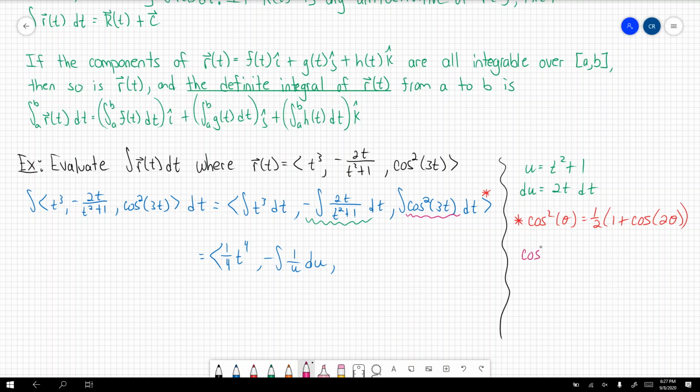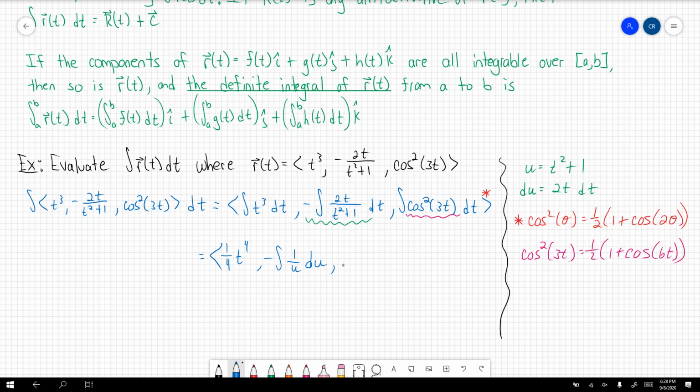For our problem, we don't have cosine squared of theta. We have cosine squared of 3t. So making those appropriate substitutions here, I'm going to get 1 plus cosine of 2 times my angle measurement, but my angle measurement is 3t. So in this case, 2 times 3t should get me 6t. There we are. Looking pretty good so far. Now this is the integrand that I want to integrate.